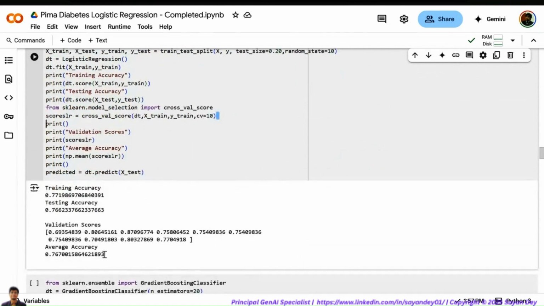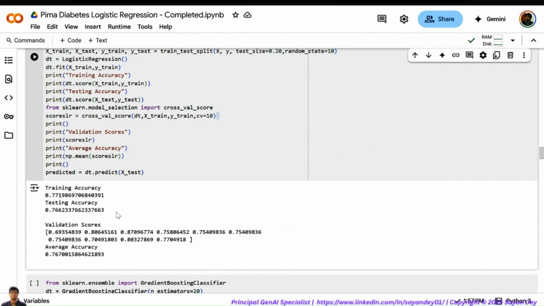So why do we do cross-validation? Because remember, I told you that we should not trust the test accuracy. Cross-validation is what we are using to generate 10 different accuracy scores and in turn find out the average accuracy score. So that's the whole idea of what cross-validation is.